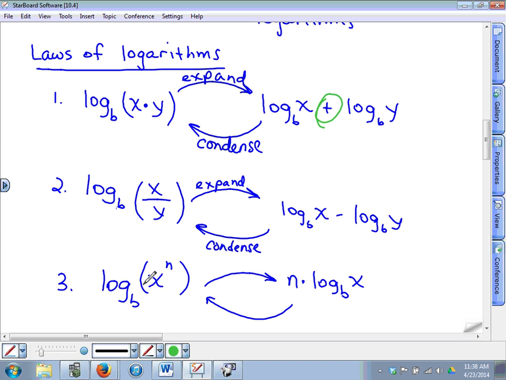If you take the logarithm of something that has a power, you can take that power and just move it down in front of the logarithm. So you're not technically canceling the base, but you're still changing it so it doesn't have an exponent anymore.